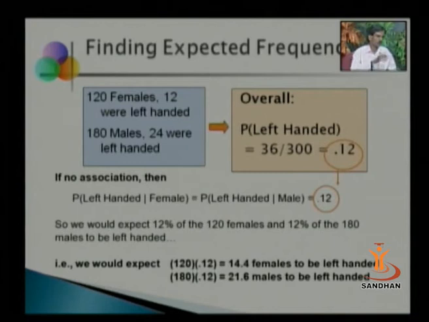So we would expect 12% of the 120 females and 12% of the 180 males to be left-handed. So we would expect 120 into 0.12, so it is 14.4 females to be left-handed. This is the expected value under the assumption that the null hypothesis is true. So we expect 14.4 females to be left-handed and 21.6 males to be left-handed if the null hypothesis is true.